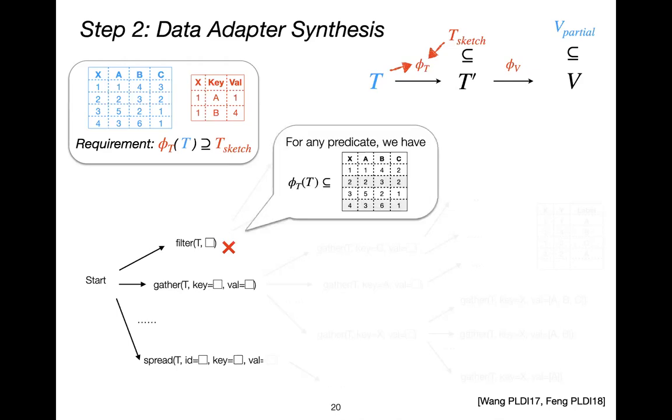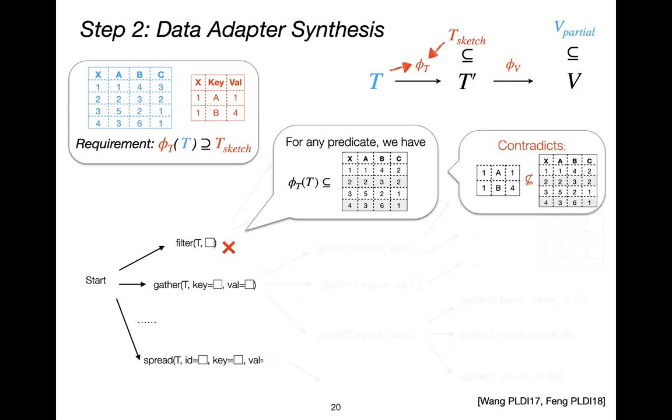So actually it is possible. Let's think about this abstractly. We don't have a concrete program. We don't know what predicate we're going to apply to the filter. But we know that whatever predicate we have, the output should be contained by the input table, right? We are essentially just doing a filtering. And if we know the output will be contained by the input table, then for the output to be correct, the table sketch must be contained by the input table as well, right? But here it is not. So it means that filter is apparently not feasible, and we can reject it directly.